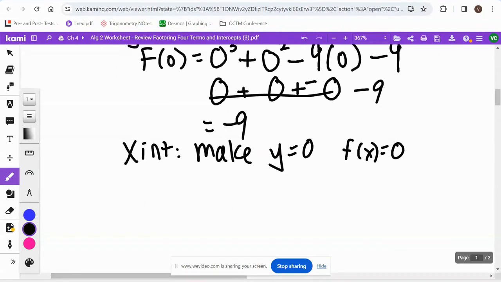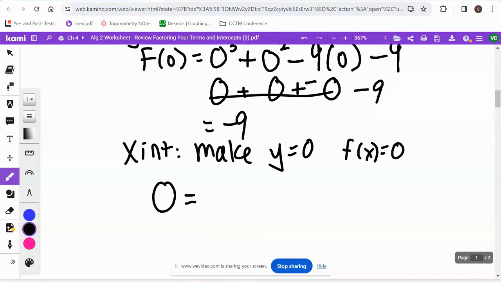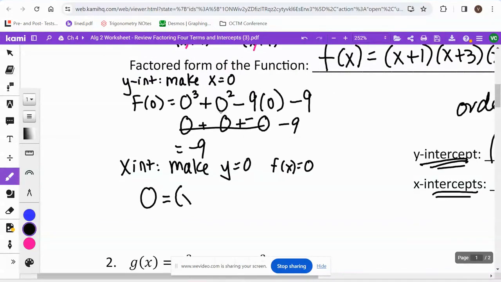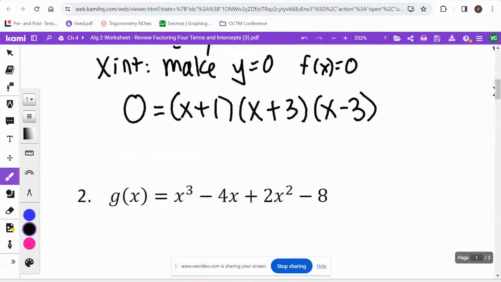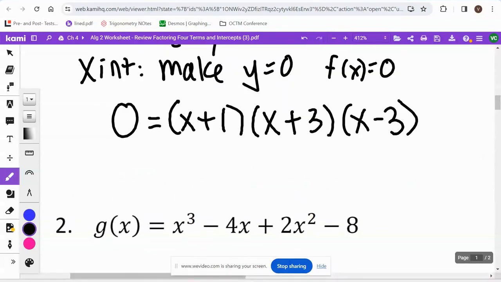So I'm going to rewrite 0 equals, and then it's what? x plus 1 times x plus 3 times x minus 3. So I'm using the factored form because that's the easiest, quickest way for me to solve it. Once we have it factored, we have it equal to 0, how do I actually solve? I'm almost there. Make each individual factor equal 0.